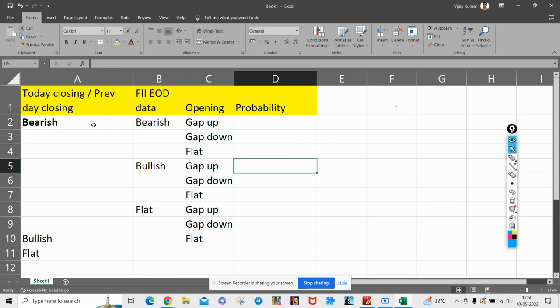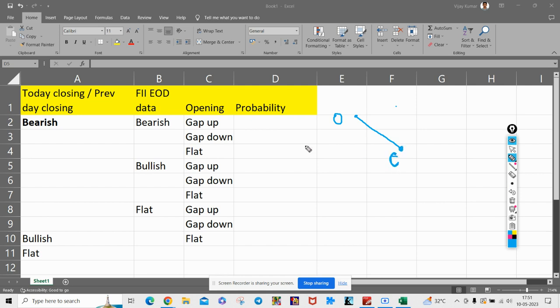See, if the market is bearish and the EOD data is also bearish. So if the market is bearish, what do you mean by bearish? The market has opened here and it has closed somewhere here. So now the EOD data is bearish. It means that the bearish positions have still not been closed by the FIIs. So when will they close? Of course, it is their discretion, but they're likely to close it at a further lower level. Maybe somewhere here they want to close the bearish positions because they look for maximizing the profits.